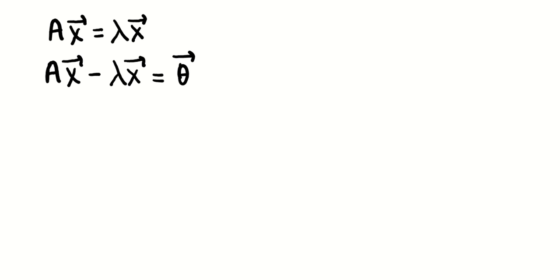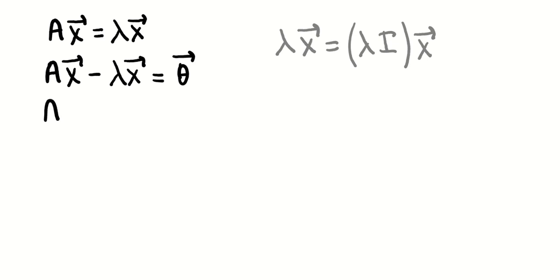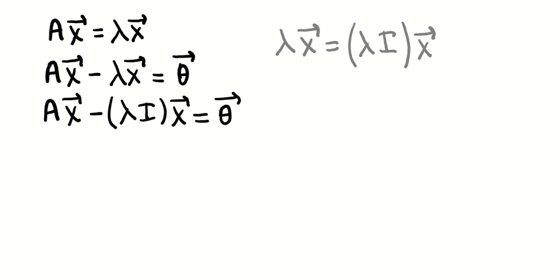So I'm going to point out that lambda times x is just the same thing as lambda times the identity matrix times x. Right? Because the identity matrix times x is just going to be x, and if I scale that up by lambda, it'd be the exact same thing. So I'm going to say Ax minus lambda times the identity times x is equal to 0, and then I can factor x on the right.